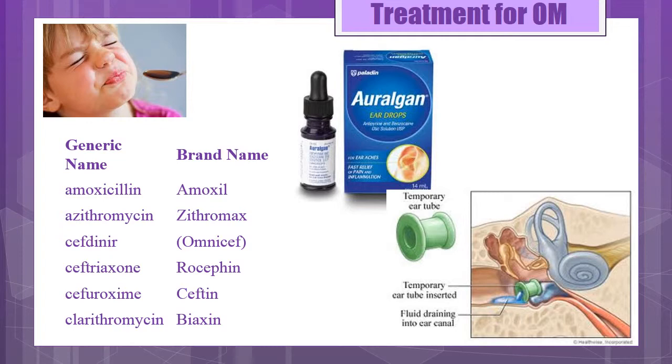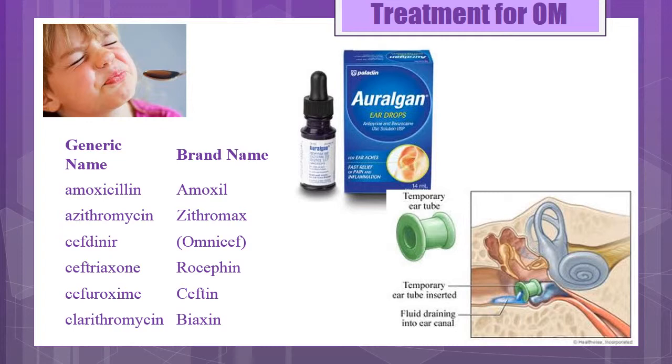So prevention. You want routine immunizations with pneumococcal conjugate vaccine, also known as Prevnar 13, as well as influenza vaccination. This can reduce risk factors. Plus, you need to reduce any other risk factors such as smoking.